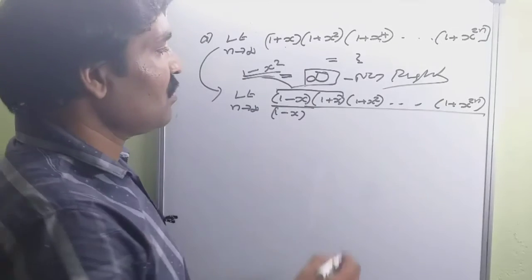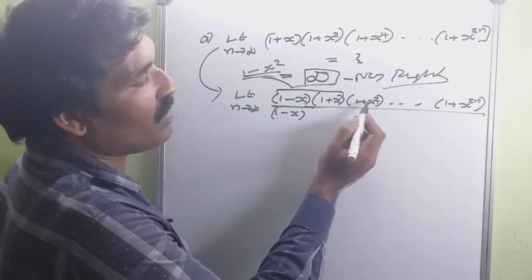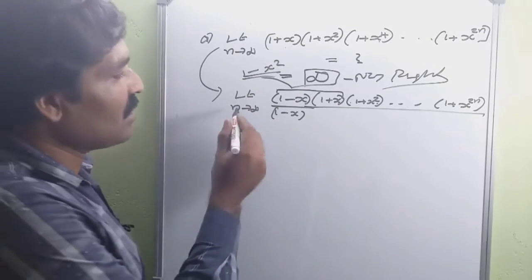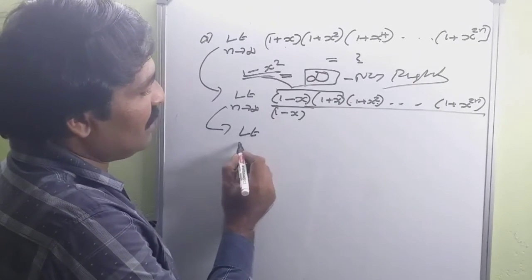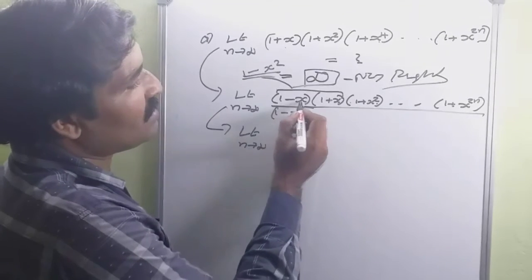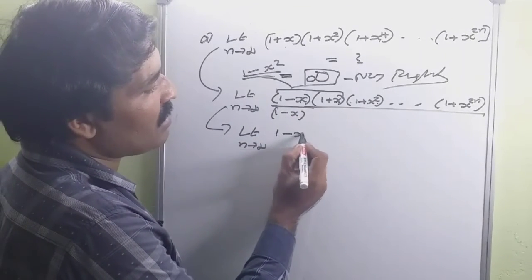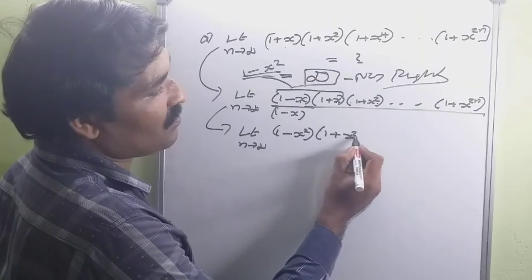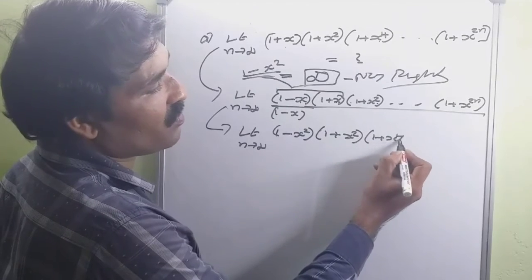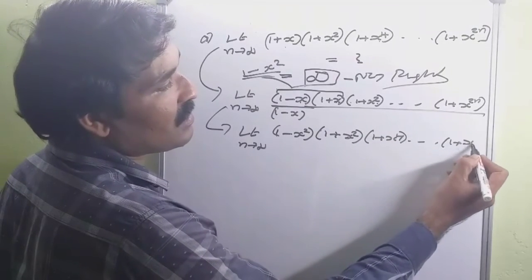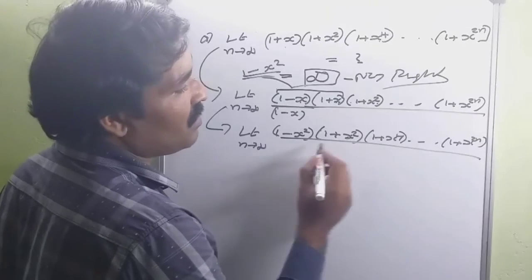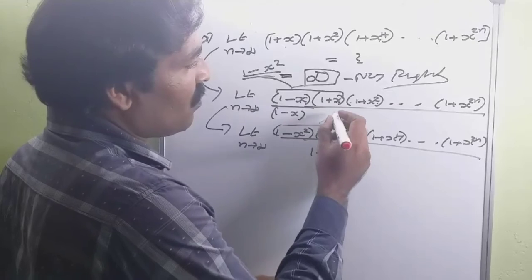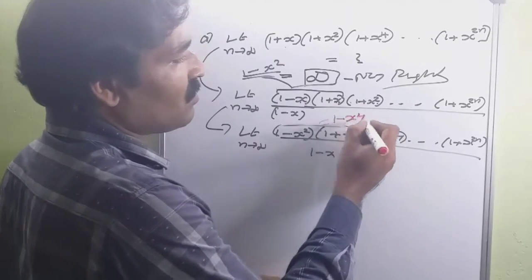Then 1 minus x square into 1 plus x square, that is 1 minus x raised to 4. That continues. So I can write this is equal to limit n tends to infinity, 1 minus x into 1 plus x, that is equal to 1 minus x square. Here again the remaining terms: 1 plus x square, then into 1 plus x raised to 4 up to 1 plus x raised to 2n, the whole divided by 1 minus x. The product of these terms is equal to 1 minus x raised to 4.